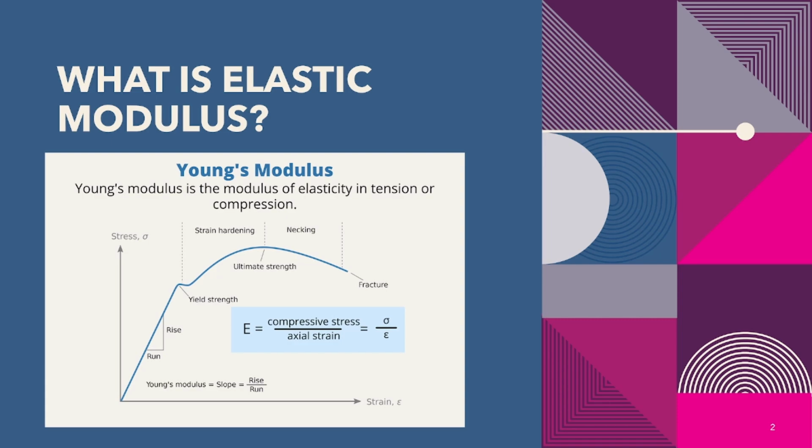In this unit, we'll be going over elastic modulus and bulk modulus. So to start things off, what is elastic modulus? Well, elastic modulus is the measurement of a material's elasticity, which is the material's resistance to non-permanent or elastic deformation. As shown in the graph, that's an example of the elastic modulus. And the equation goes as E equals compressive stress over axial strain, equals the symbols that represent those, as shown. Young's modulus is the slope, which is equal to rise over run.